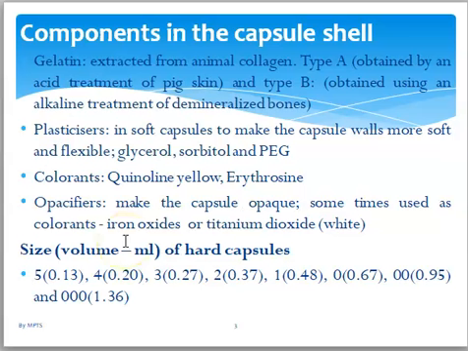Now, the different sizes of the hard capsules, of course 5 to 000. 5 is the smallest, it is 0.13 mL, and of course 000 is the biggest, 1.36. I hope you know this. Different sizes of hard capsules.